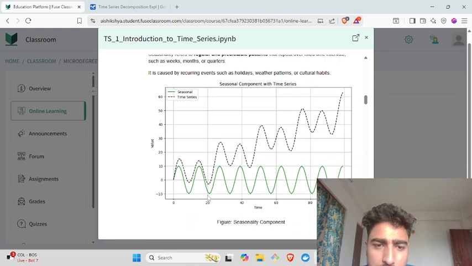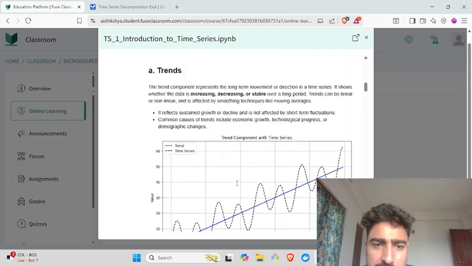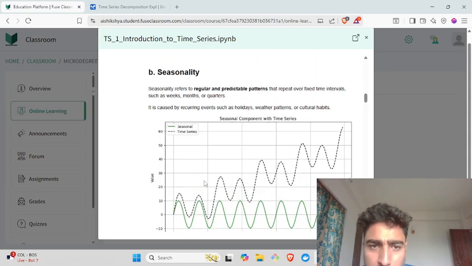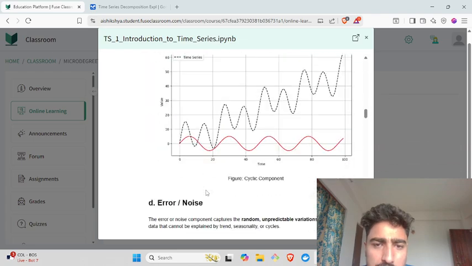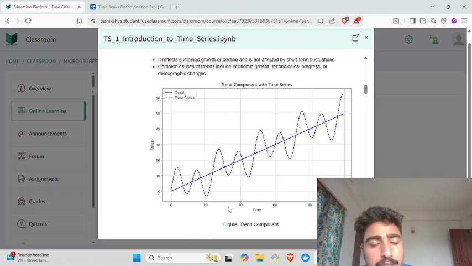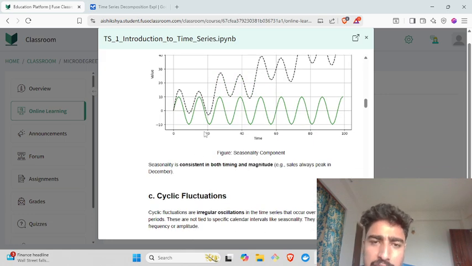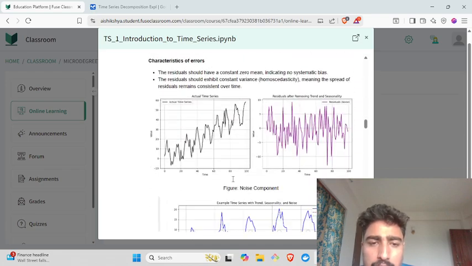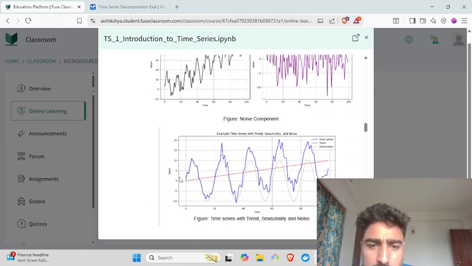time series, and we have decomposed one into seasonality, one into trend, and another into noise. These are all the decomposed versions. In the same time series, we have traced the upward trend, how the seasonality is cyclic, and how the noise is behaving in the time series.